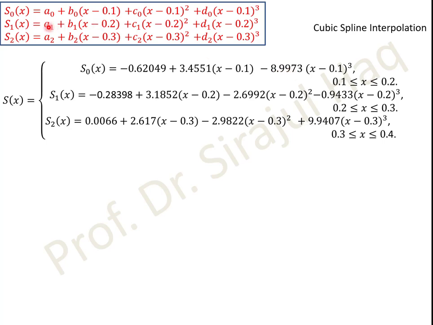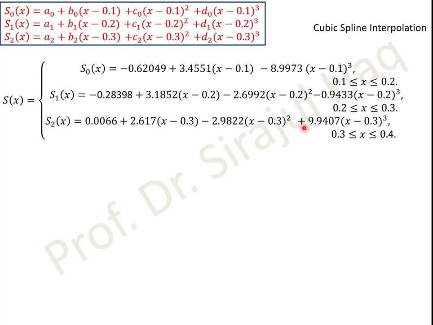Similarly, the values of A1, B1, C1, D1, if you substitute in this equation, you are getting this is the value of A1, this is the value of B1, this is the value of C1, and this is the value of D1. So this S1 is coming from here, and when you replace the values of A2, B2, C2, D2 in S2, you are getting these values. This is the value of A2, this is the value of B2, this is the value of C2, and this is the value of D2. Now these were the splines we were looking for.